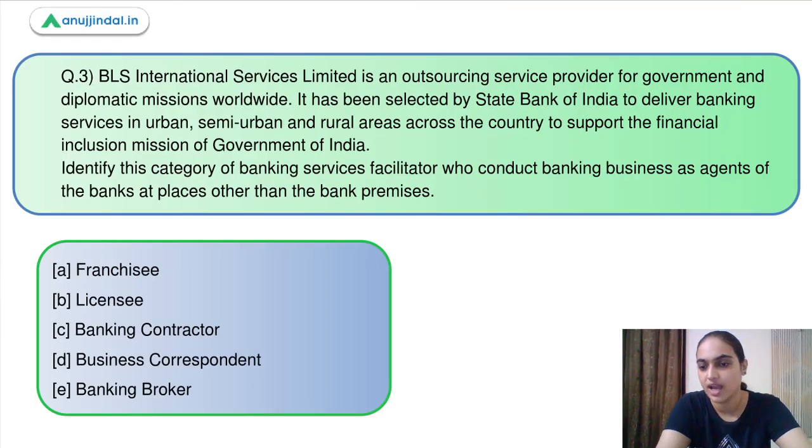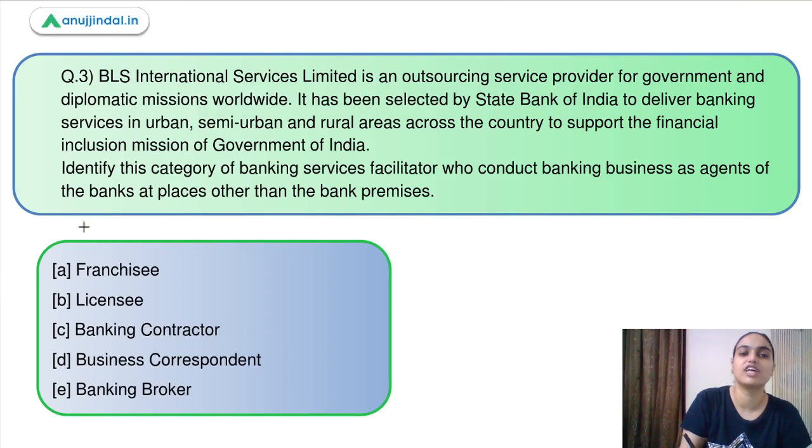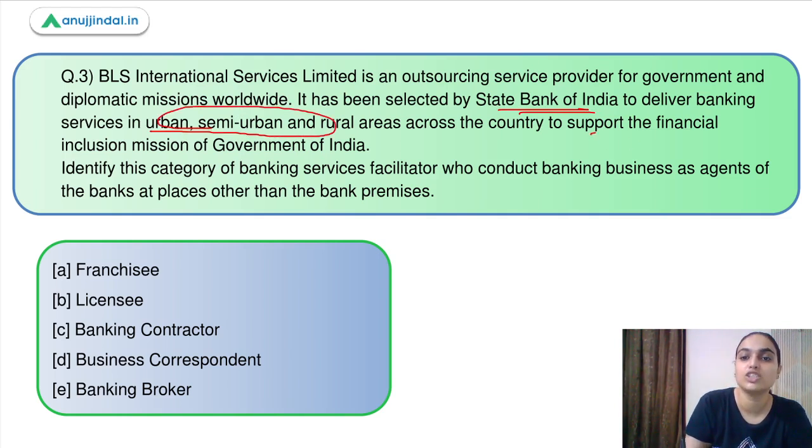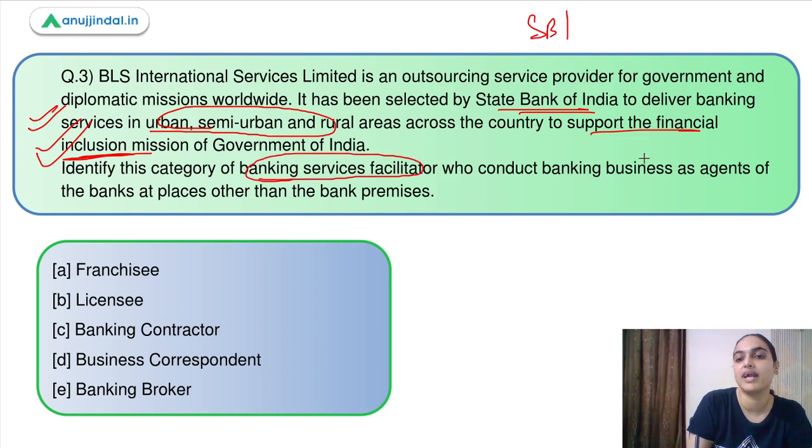Now moving to the last question, which says BLS International Services Limited is an outsourcing service provider for government and diplomatic missions worldwide. It has been selected by SBI to deliver banking services in urban, semi-urban and rural areas to support financial inclusion. So what is happening here? BLS International has selected SBI. The SBI has selected BLS International to deliver financial services in urban areas to support financial inclusion. You have to identify this category of banking services facilitator who conduct banking business as agents of banks. So we have to identify the keywords over here.